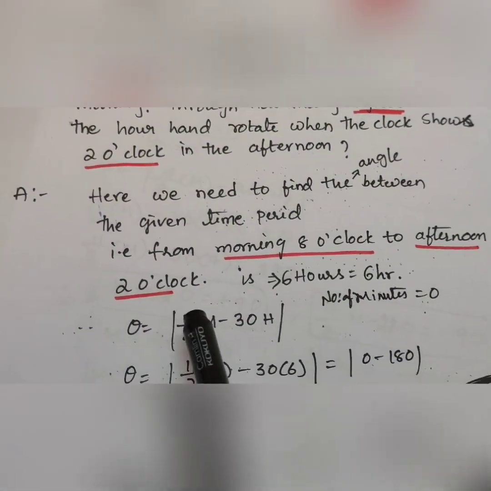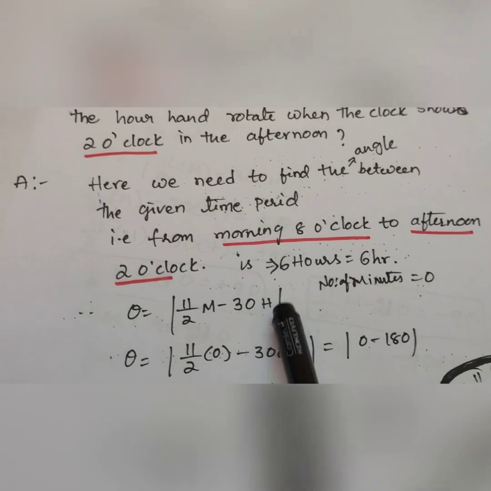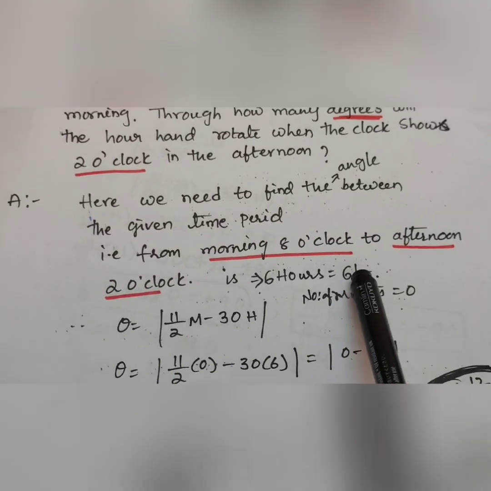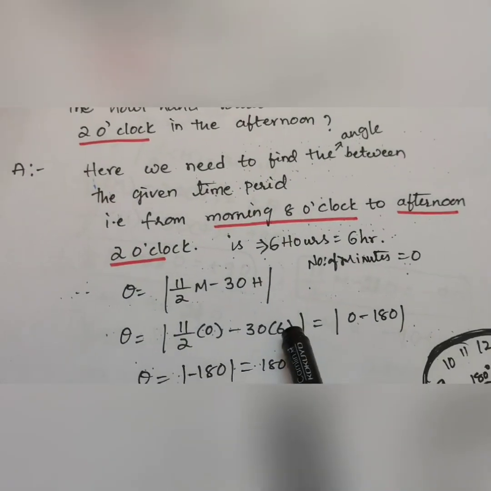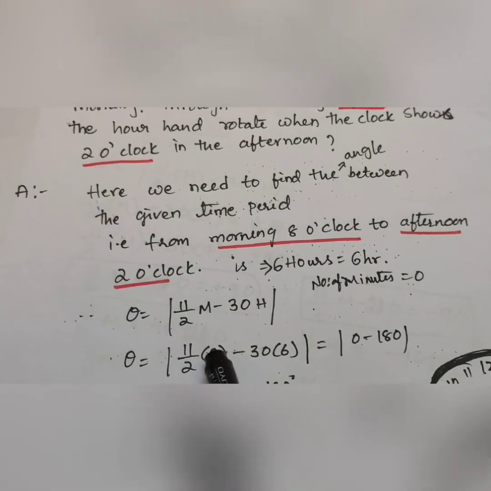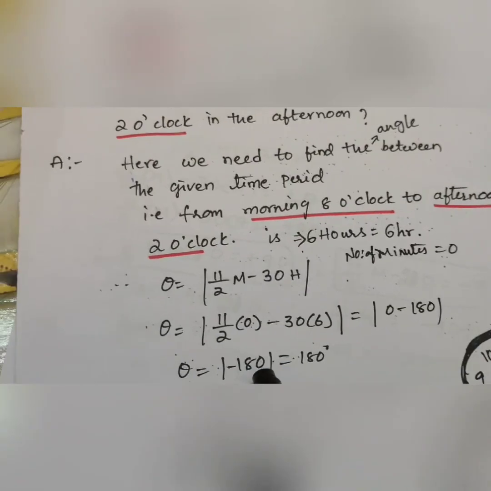So what is the formula for theta? 11 by 2 m minus 30 into h. So what is h here? The difference between the times 8 and 2 o'clock, 6 hours. That 6 you have to substitute, and minutes we don't have here, so take it as 0 and solve here.